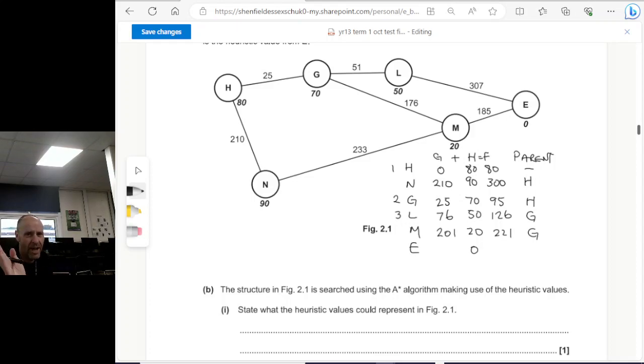Right, so we look at L. There's a neighbour G, but G's in the closed set. The only other neighbour is E.